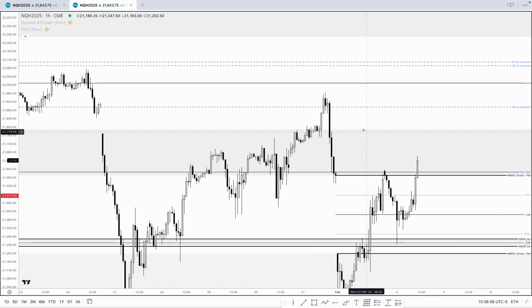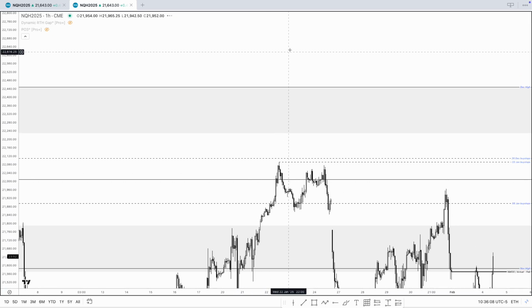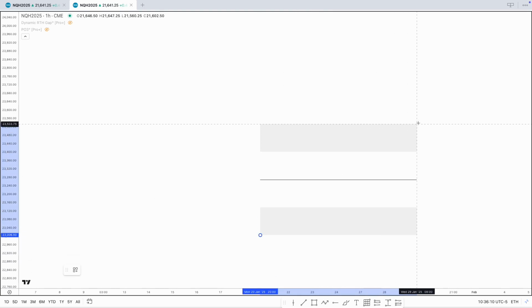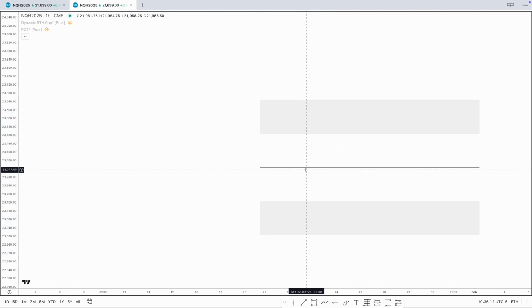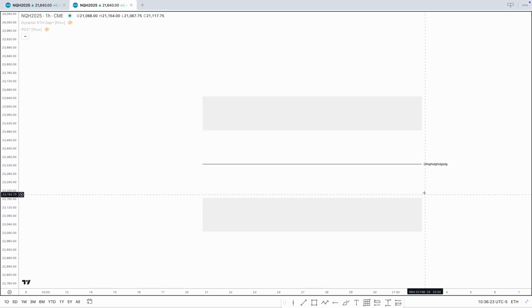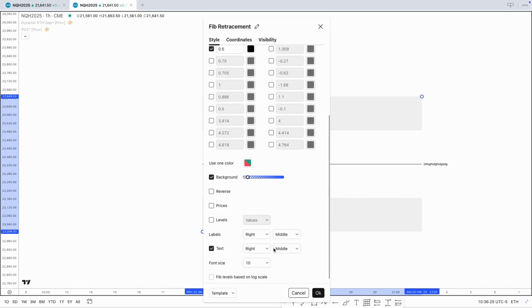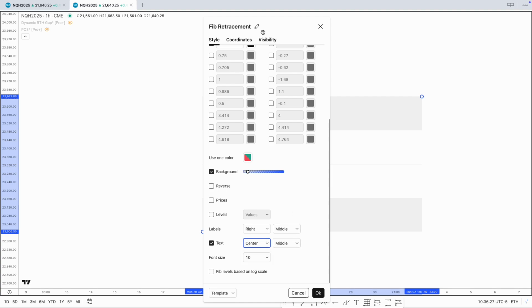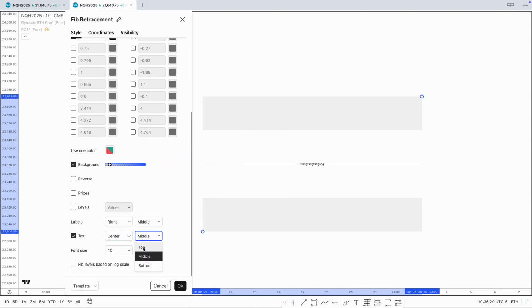Okay, the text, it's really simple. You have a fib and you put the cursor here and select add text, and you can type whatever you want. You can choose if you want it center, top, but you have to enable this function here on the fib text.